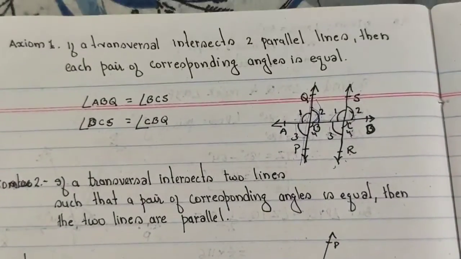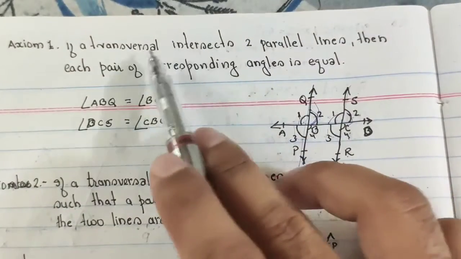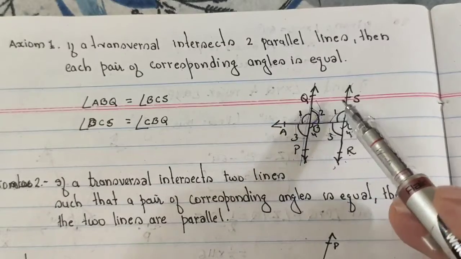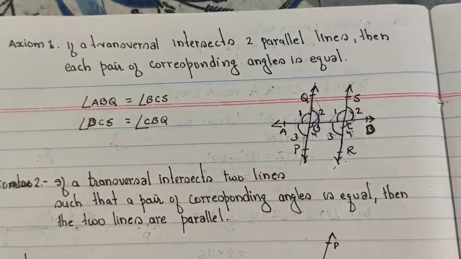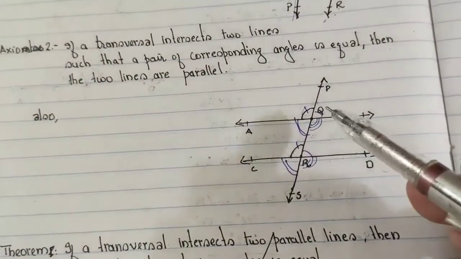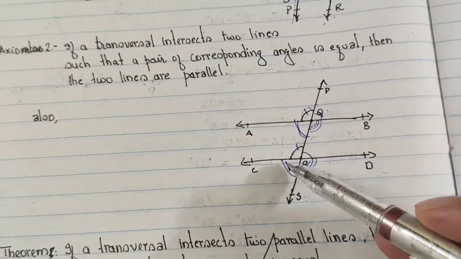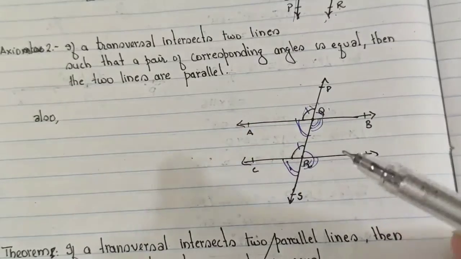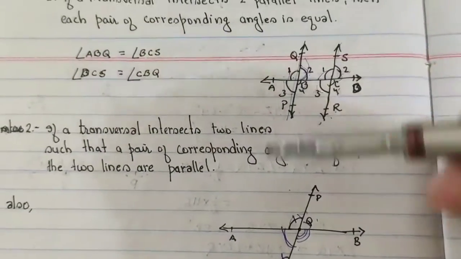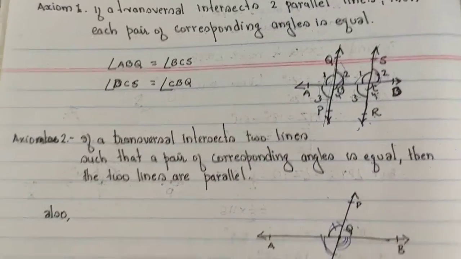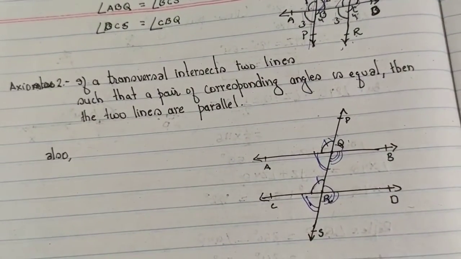Because we have seen that when your transversal is intersecting two parallel lines, then your corresponding angles are equal. But here it is given that your corresponding angles are equal. When will you get corresponding angles to be equal? When your two lines are parallel. So both are the converse of each other. Don't forget this. Now we will move to the theorem.